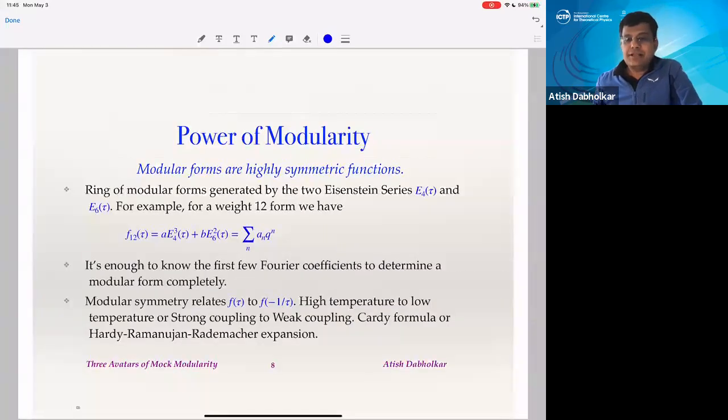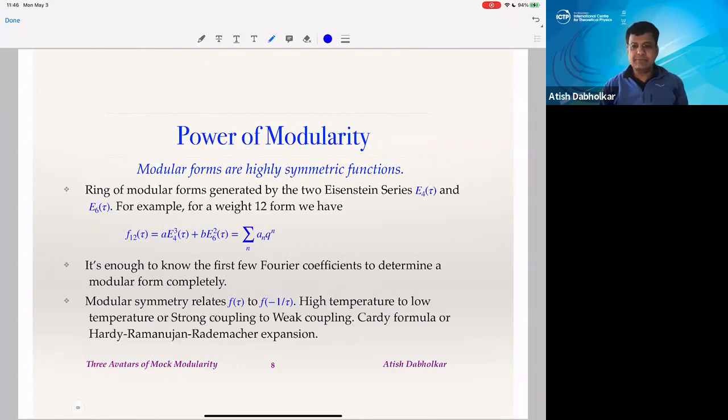So why is modularity so powerful and so important in physics? I mean, we all know that it has played a very crucial role in the early days of string theory. It continues to play a very crucial role in duality. In all kinds of contexts, modularity has been very powerful. And the main simple way to understand it is that modular forms are highly symmetric functions.